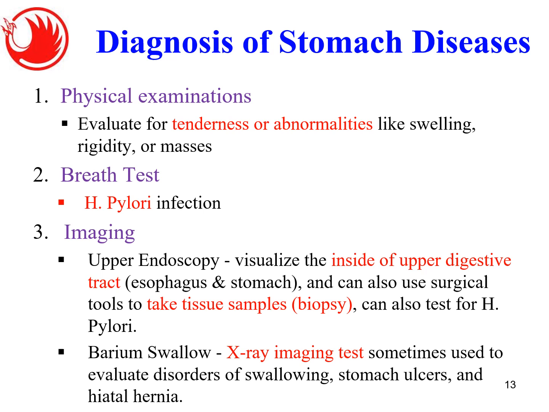The next test would be the barium swallow, which is an X-ray imaging test. Sometimes they use this to evaluate disorders of swallowing, stomach ulcers, and hiatal hernia. This test involves drinking a liquid that contains barium. Barium is a substance that makes parts of your body show up more clearly on the X-ray.